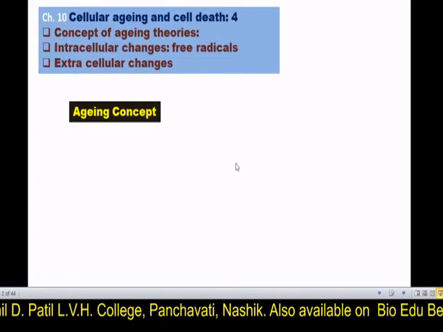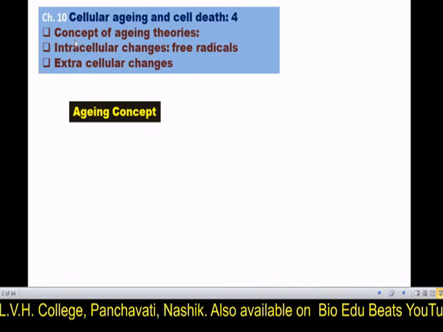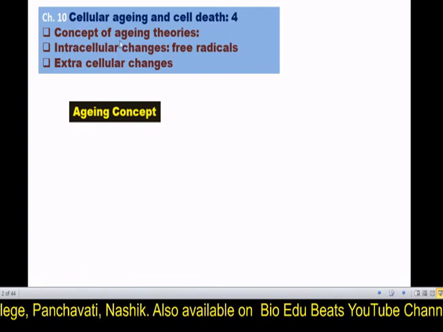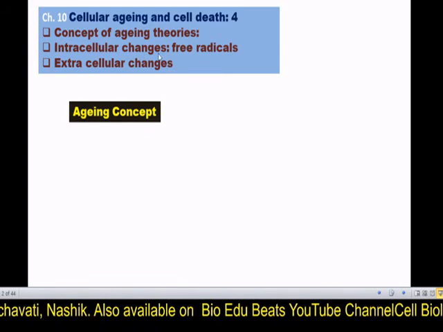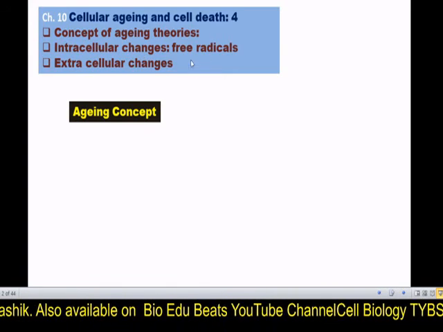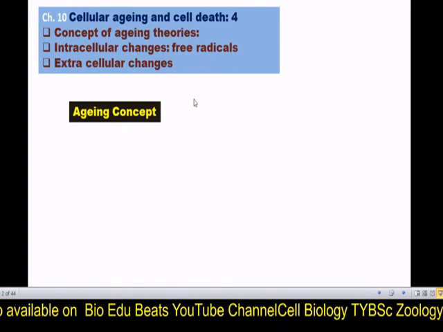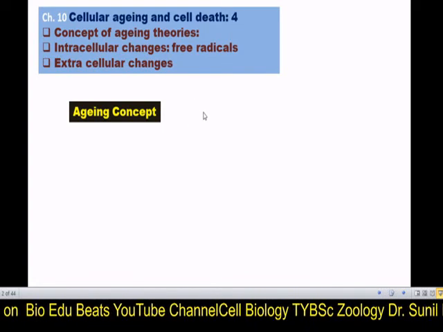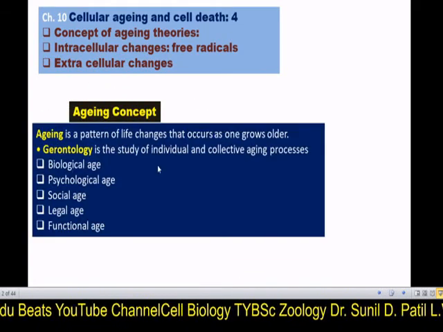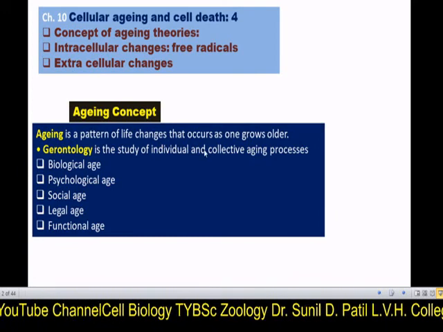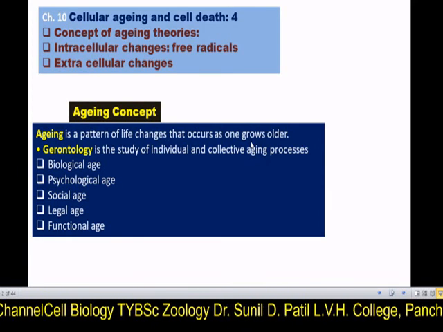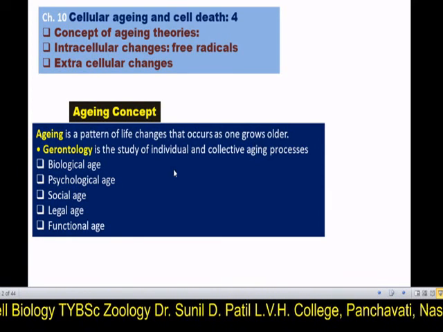So we are going to see the points from this chapter: the concept of aging, theories, intracellular changes including free radicals, the main part, and extracellular changes. First we see what is the concept of aging. Aging is the pattern of changes that occur as one grows older.